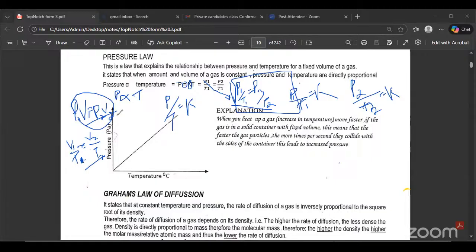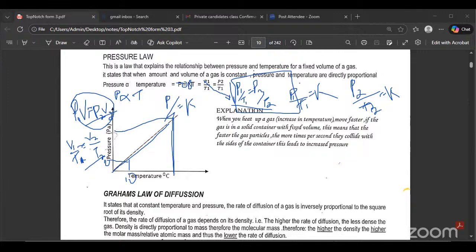So when you do a graph of pressure against temperature, it will be a straight line passing through the origin, because as you increase the temperature, the pressure will be affected directly. So if this one is 10, the temperature will be 10. Ikifika 100, at 100, the temperature will be also very high. That is all I wanted to say about the pressure law.